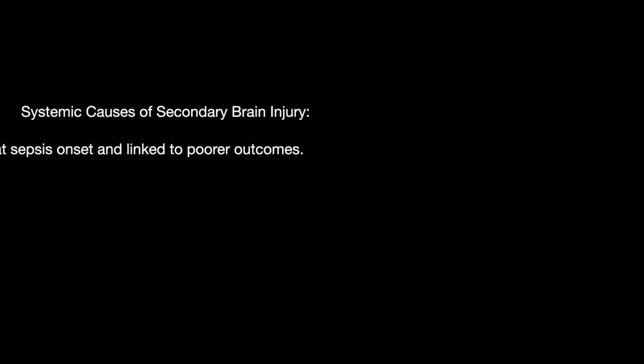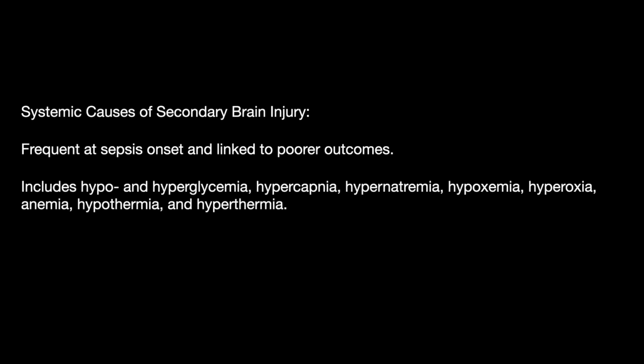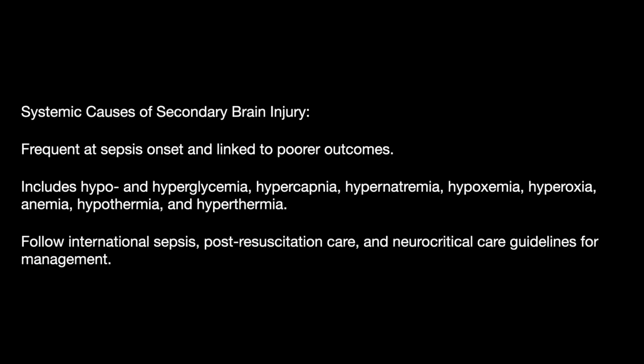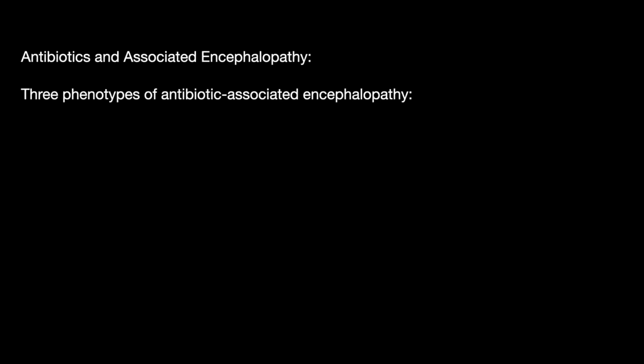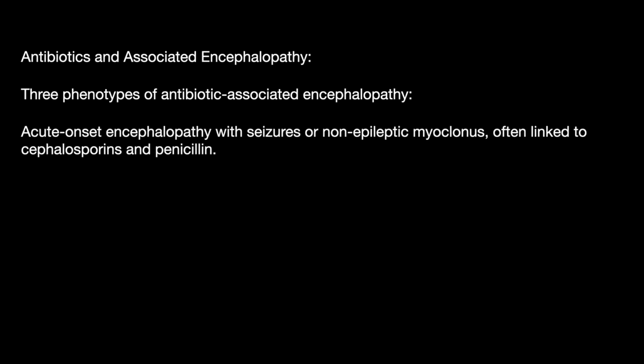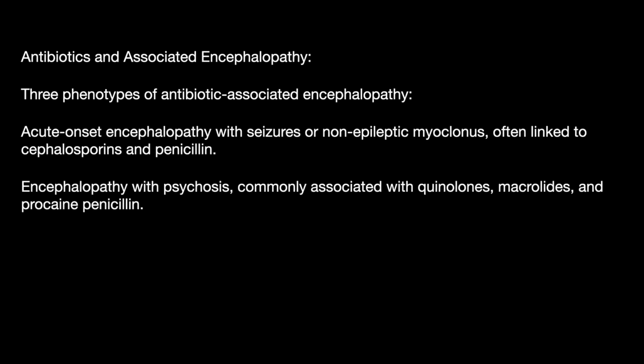Now, systemic causes of secondary brain injury frequent at sepsis onset are linked to poorer outcomes. These include various parameters that we all manipulate and control in our ICUs. Follow international sepsis, post-resuscitation care, and neurocritical care guidelines for the management. Antibiotics and association. Three phenotypes of antibiotic-associated encephalopathy occur. The acute onset encephalopathy with seizures and non-epileptic myoclonus, often linked to cephalosporin and penicillin.